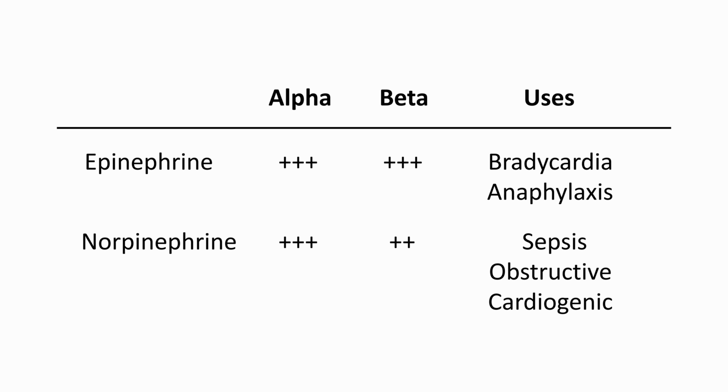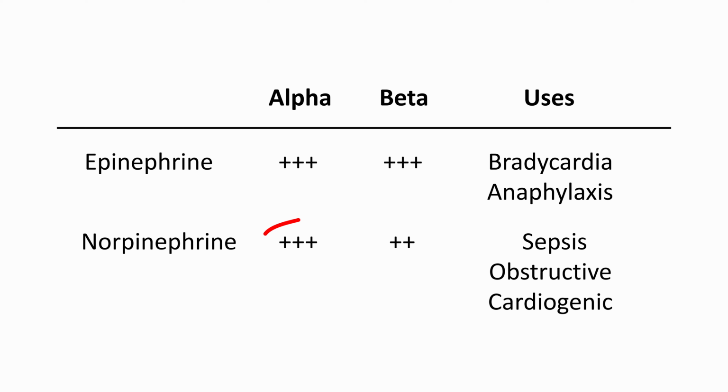You'd think it would be epinephrine because all that beta activity should improve contractility, but a sick heart can be very prone to arrhythmias if it's overstimulated, and epinephrine is a lot of beta. Norepinephrine has a little bit of beta to help contractility, but not so much that it's going to make the heart beat faster or work much harder.